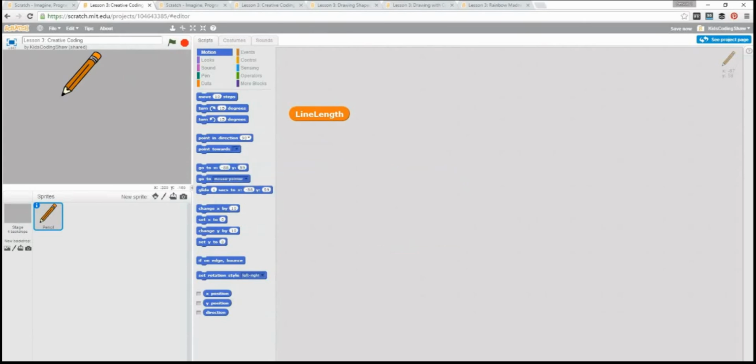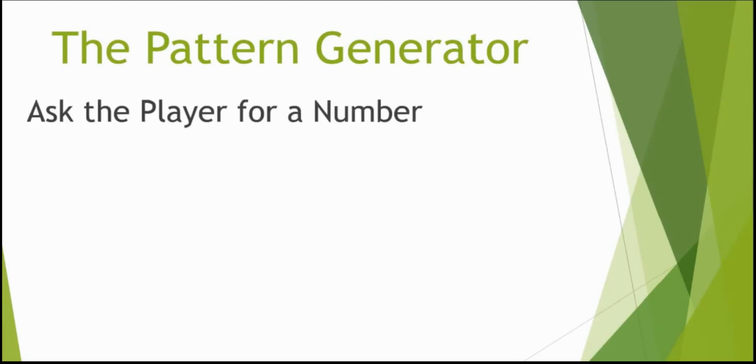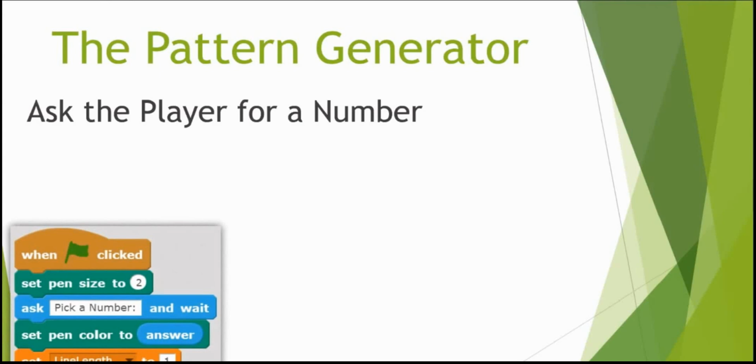But for the moment, guys, we're just running short on time. So I'm going to continue on and get the pattern generator done for everybody else. So the first thing is to ask the player for a number. We can set the pen size to whatever we'd like. We'll ask them to pick a number, and we'll ask them to pick a really big number maybe. Then we can set the pen color to the answer, because the answer will be a number.